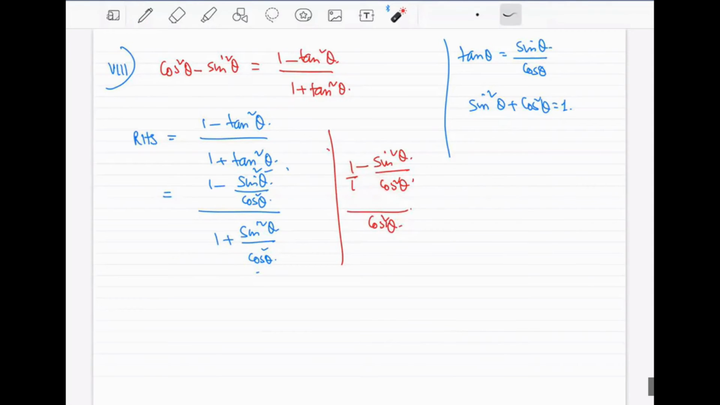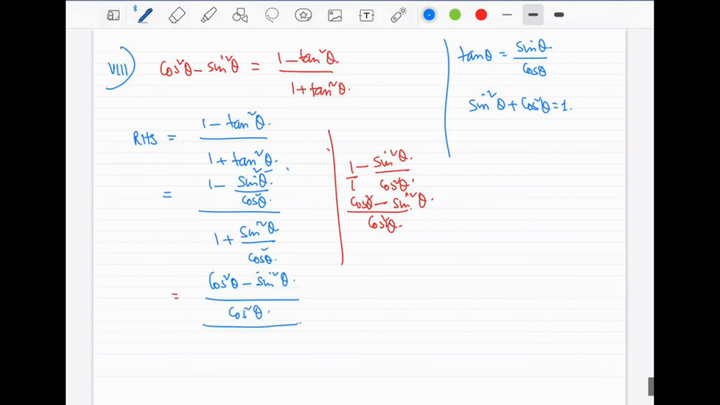Cos square theta first. If there is a minus sign, you always have to follow the rule. When you do cross multiplication, you have to go down first and then up later. Down first: 1 and cos square theta, we have got cos square theta. There is a minus sign. Sine square theta and 1, we have got sine square theta. So this numerator part, I'm going to replace it like this: cos square theta minus sine square theta by cos square theta.